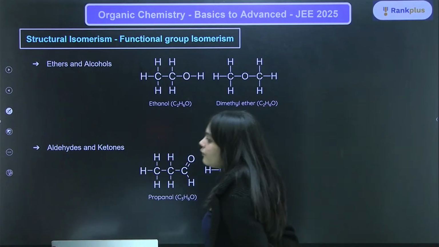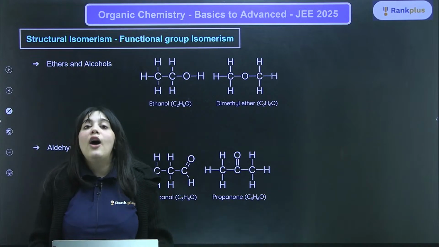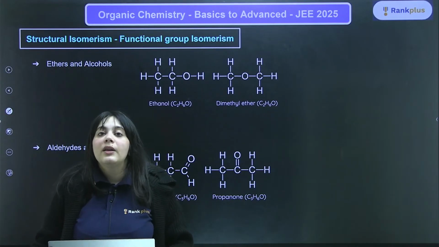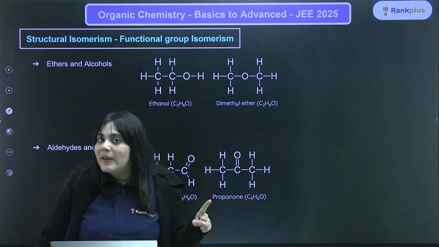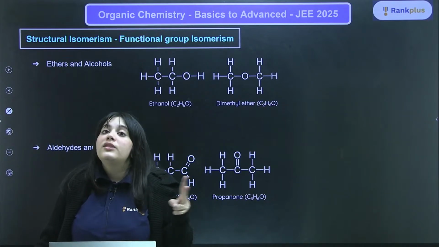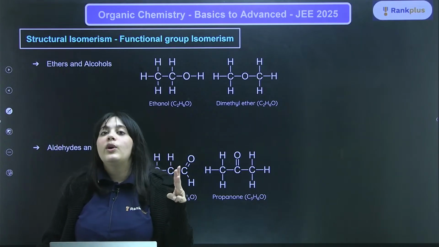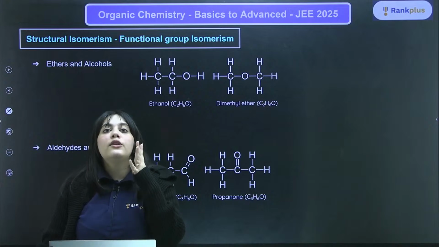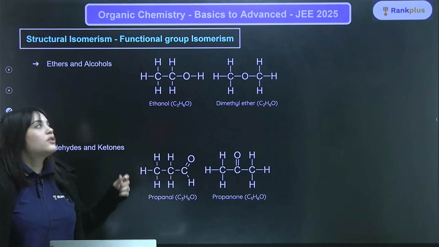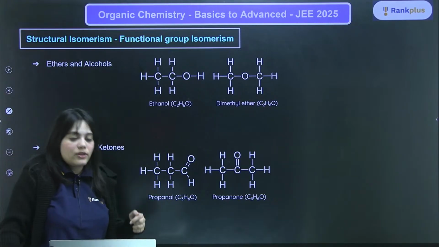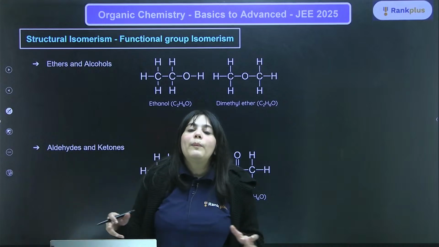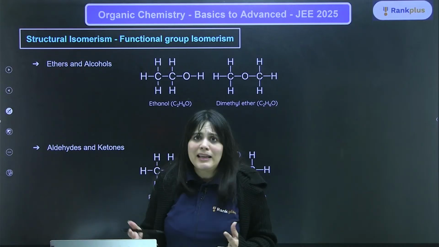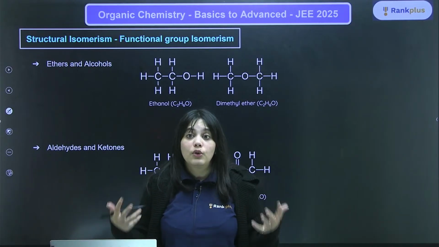Next is once again functional group isomerism. Right now we have done how many kinds of isomerism? We have covered chain isomerism. The next thing was position isomerism. The other thing was ring chain isomerism. This is the fourth kind of isomerism we are studying, which is called functional group isomerism. So, as the name suggests, functional group isomerism is shown by the functional groups.